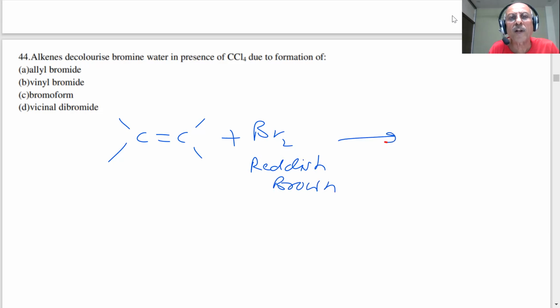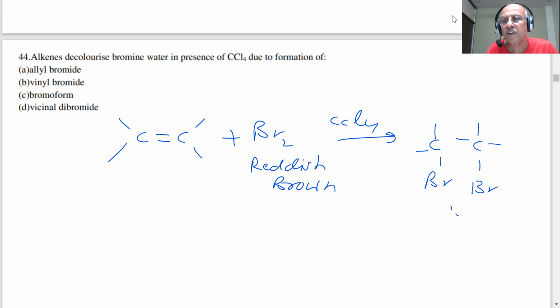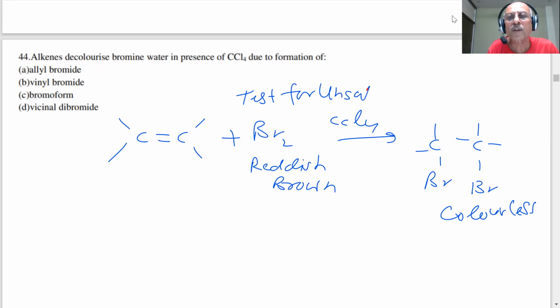And what happens, student? In the presence of CCl4, you will get CCBr. This is colorless. This is a test for unsaturation. Test for unsaturation. Very important.